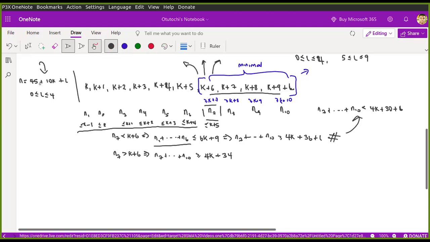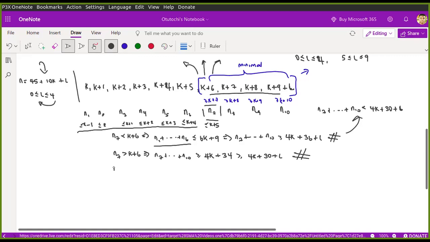Now we already have that 4 is greater than or equal to L. So this is definitely greater than or equal to 4k plus 30 plus L, right? But then we already assumed that n7 all the way to n10 is less than this. So we have another very big contradiction here.